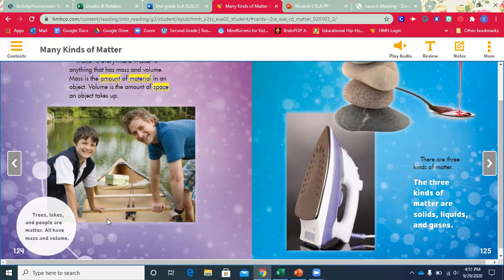What about the boat? The text says that mass is the amount of material in an object. And I know that a boat is made of material, so that must mean that it has mass. The text also says that volume is the amount of space that an object takes up. Boats do take up space, which means they must have volume. So since boats have mass and volume, I can make an inference, or a smart guess, that the boat is matter. See how that works?